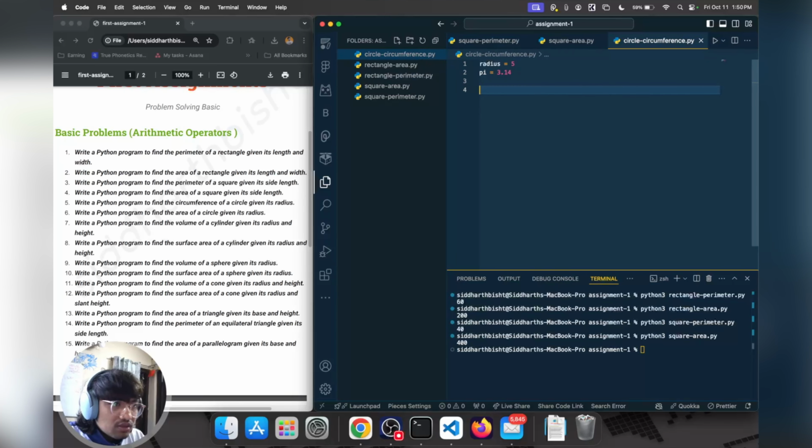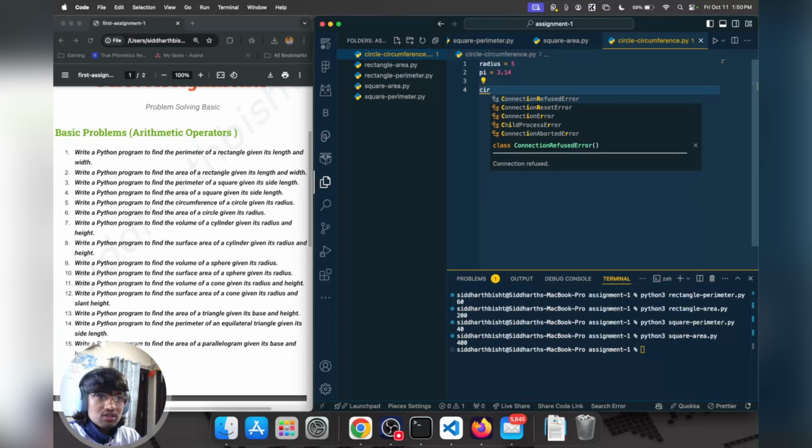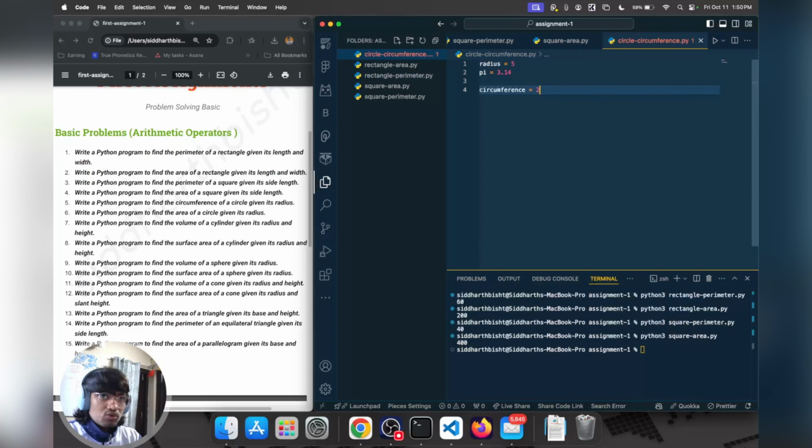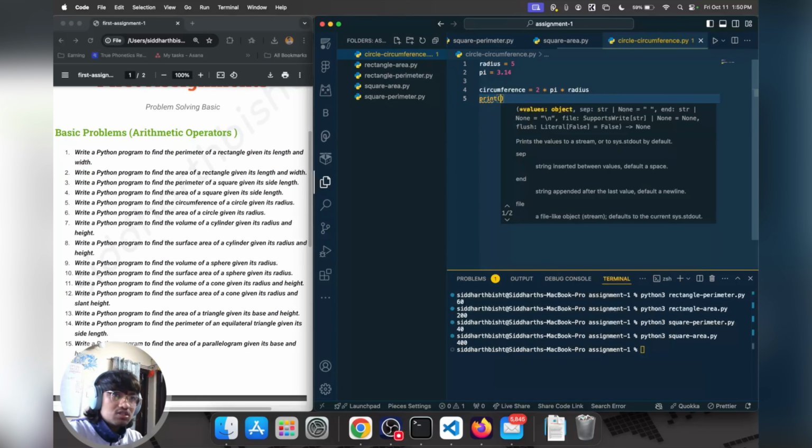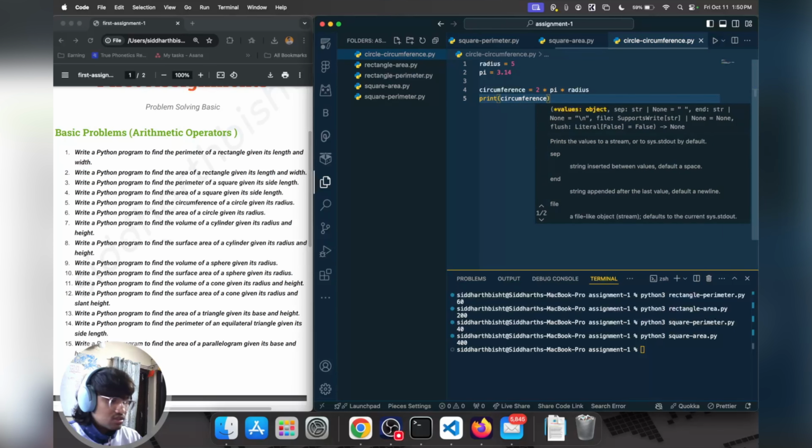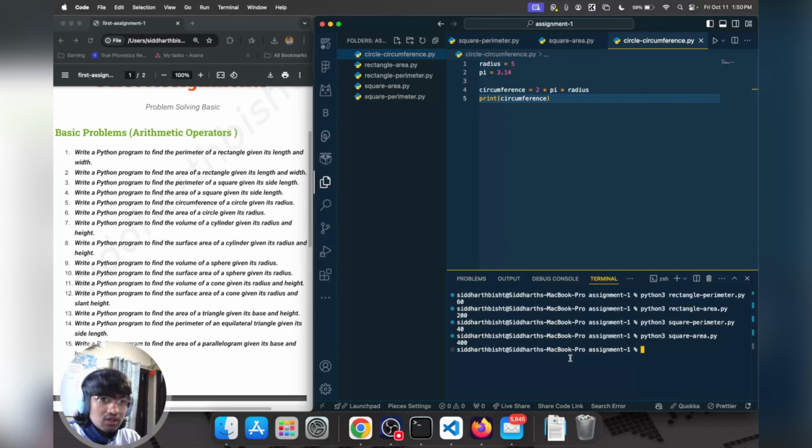Now to find the circumference of a circle, we just need its formula. So I think it is so circumference, circumference. So 2 pi r, 2 multiplied by whatever the value of pi is, multiplied by whatever the value of r is, that is this radius. And if I just print this, print circumference, and run it. Python 3 circle circumference, I will get its circumference.